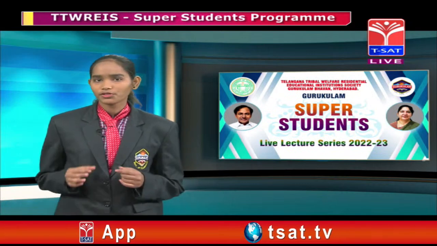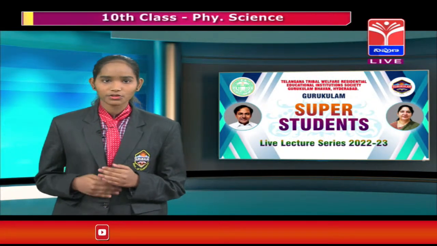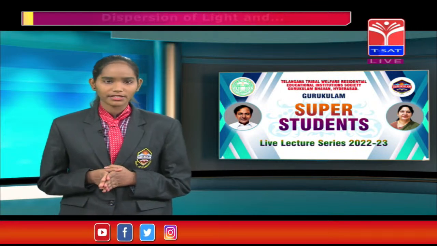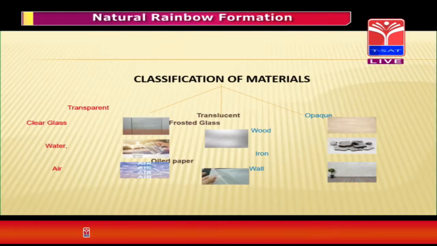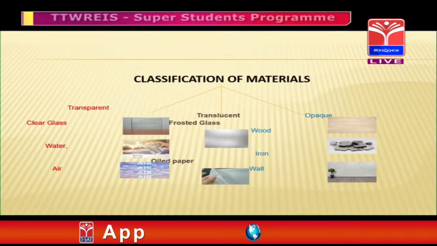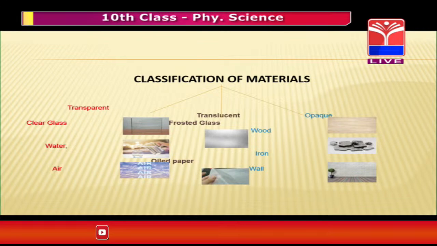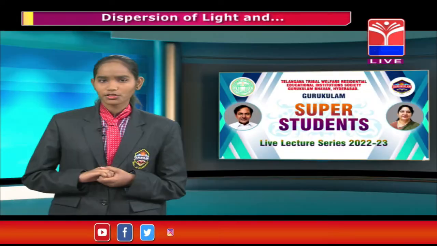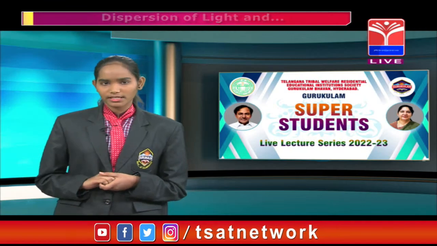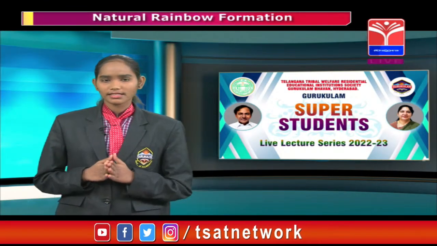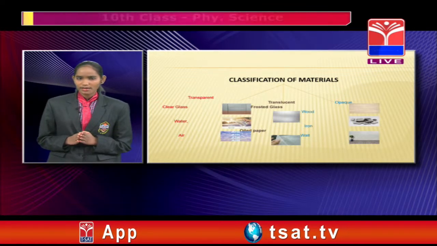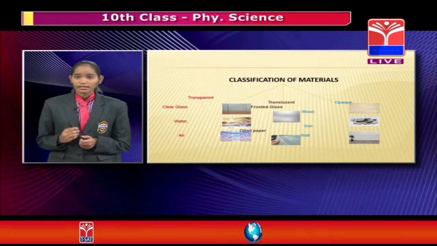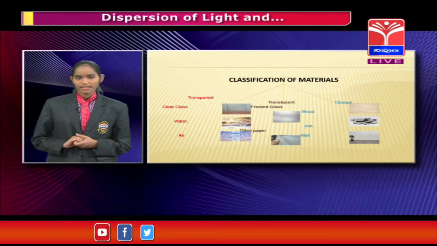On the basis of this, materials are classified into three groups according to the amount of light passing through them. They are transparent materials, translucent materials, and opaque materials. The first one is transparent materials. Materials which allow the light to pass through them are called transparent materials. One can easily see the objects on the other side of transparent materials. Some examples are water, glass, air, etc.